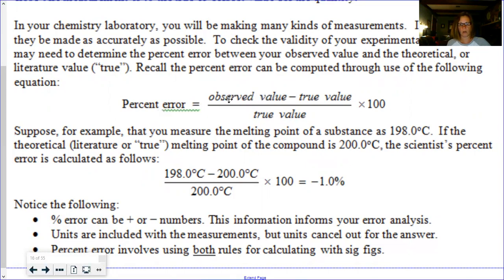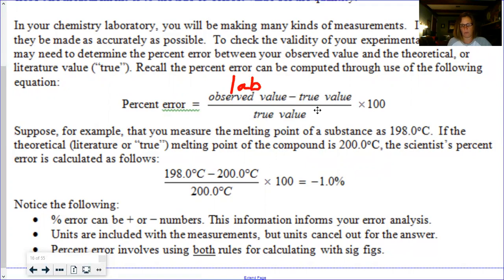What did you record, minus the true value? What value can you look up in a textbook or on the internet and compare our value to? And then we divide that difference by the true value and multiply by 100 to get our percent error.